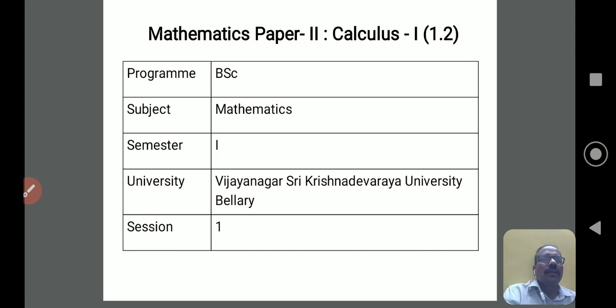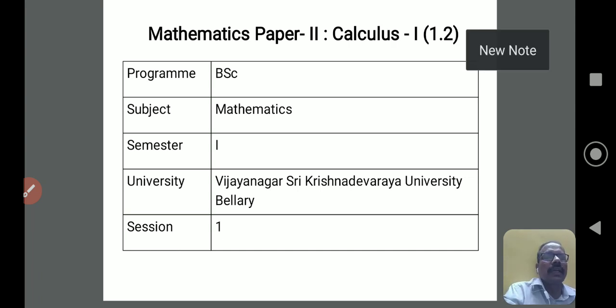In our university, for the first 2 years, they are introduced to two subjects for each semester. For the first BSc, there are 2 papers. The first paper is Algebra 1 and the second paper is Calculus 1. Now, I am going to deal with Calculus 1. In that there are 4 units.